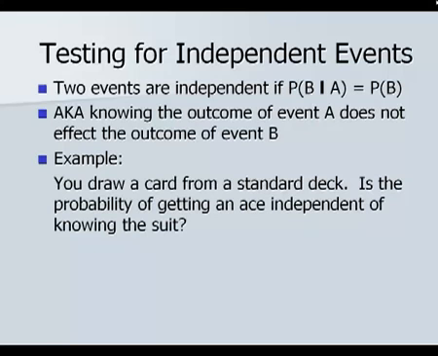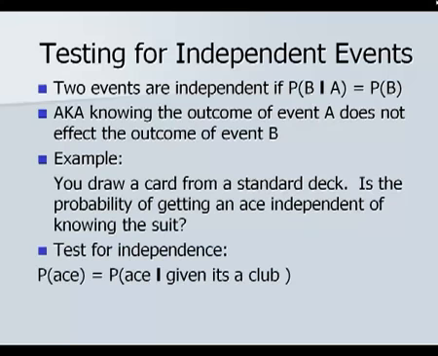Here's our example. We're going to draw a card from a standard deck. Is the probability of getting an ace independent of knowing the suit? Meaning, is the probability affected whether we know the suit or not? First, we're going to test the probability of getting an ace, and then we're going to compare that to the probability of getting an ace, given that we knew it was a certain suit, for example, given that we knew it's a club. The probability of getting an ace is 4 aces out of 52 cards, which reduces to 1 out of 13. There's 1 ace in every 13 cards.